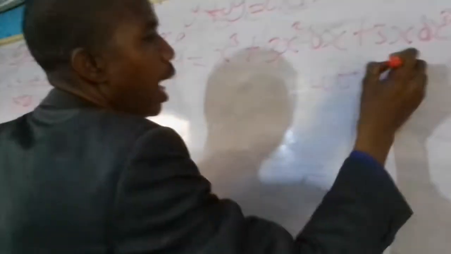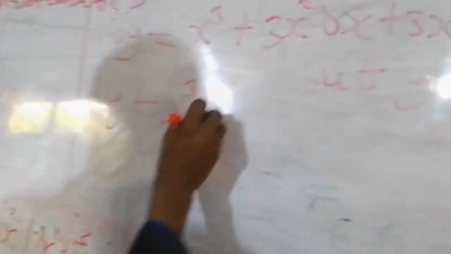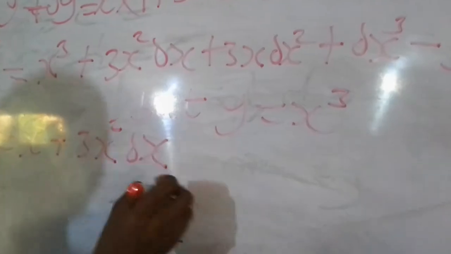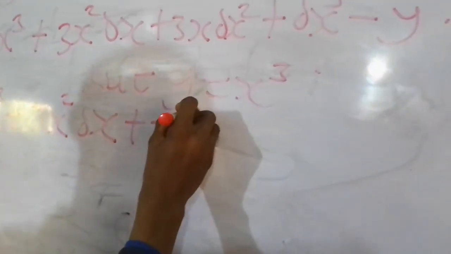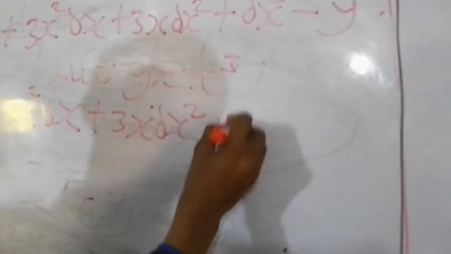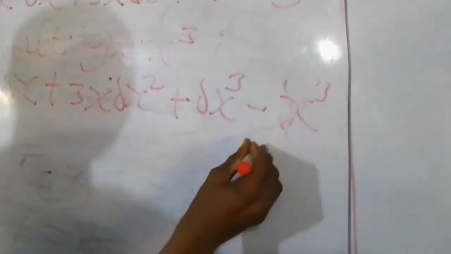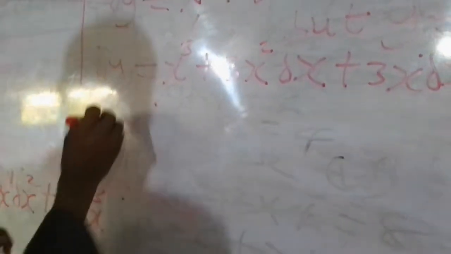Recall that y is equal to x raised to power 3. We replace that. So delta y is equal to x cubed plus 3x squared delta x plus 3x delta x squared plus delta x cubed, minus x cubed. The x cubed cancels.